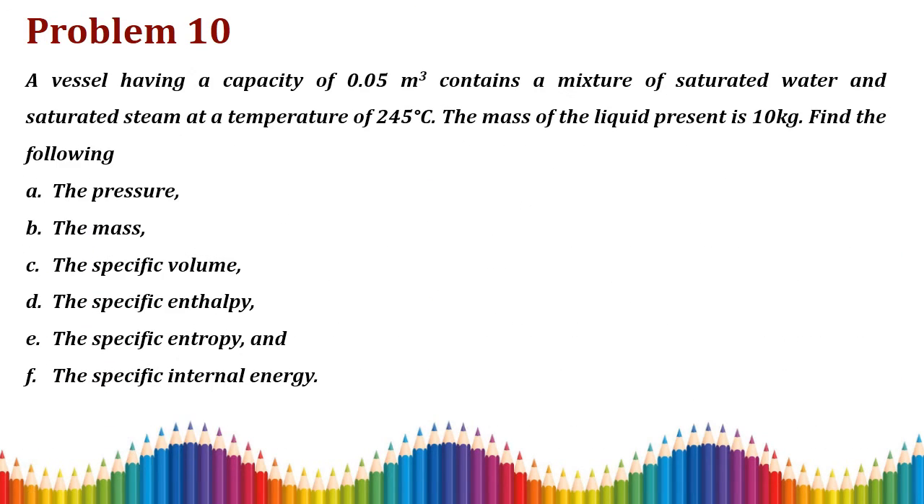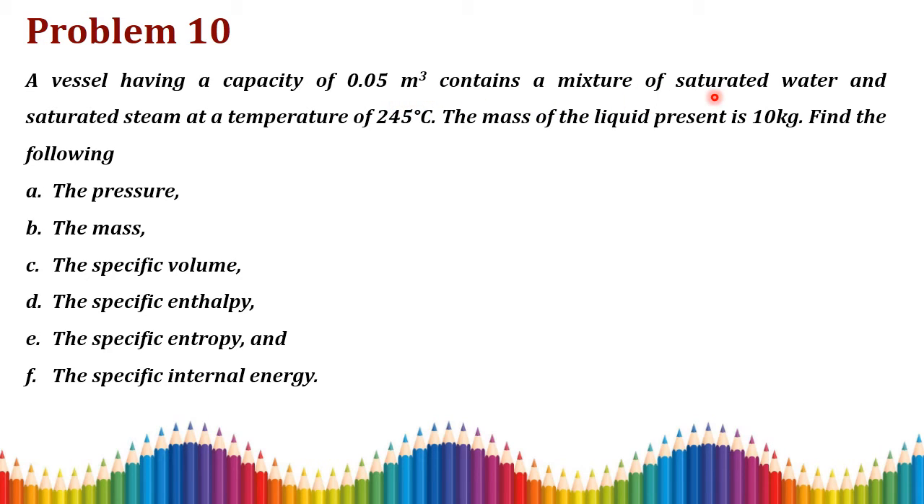Problem number 10. A vessel having a capacity of 0.05 meter cube contains a mixture of saturated water and saturated steam at a temperature of 245 degrees Celsius. The mass of the liquid present is 10 kg. Find the following data. So a vessel having a capacity of 0.05 meter cube, so the constant volume is given. The volume V is equal to total volume VT is equal to 0.05 meter cube.